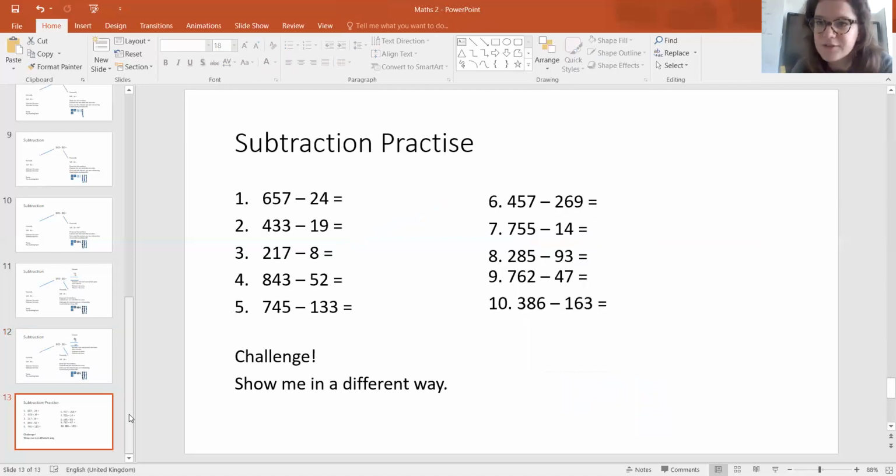So I've given you here a variety of different subtraction number sentences for you to practice. Some of them need an exchange, some of them don't need an exchange. Some of them are a bit trickier than others, but give them a go. Once you've finished, your challenge is to show me your answer in a different way. So if you've calculated some of these questions mentally, your challenge is to show me the answer pictorially.